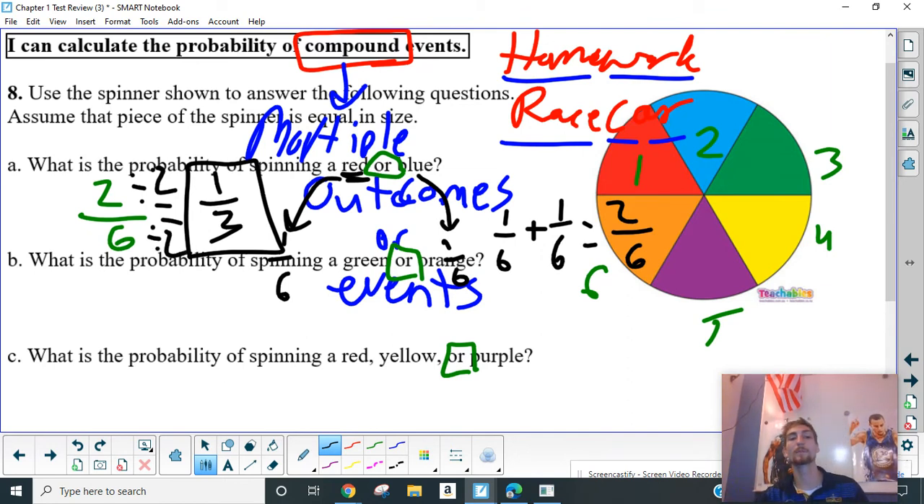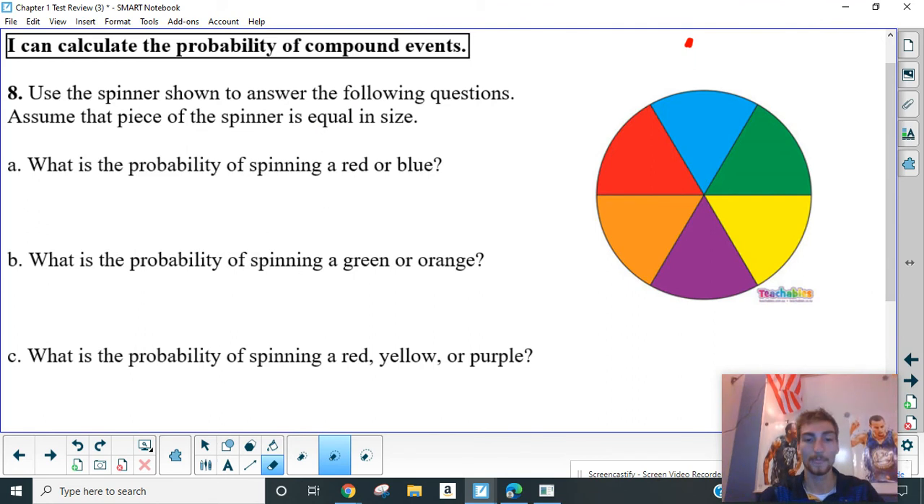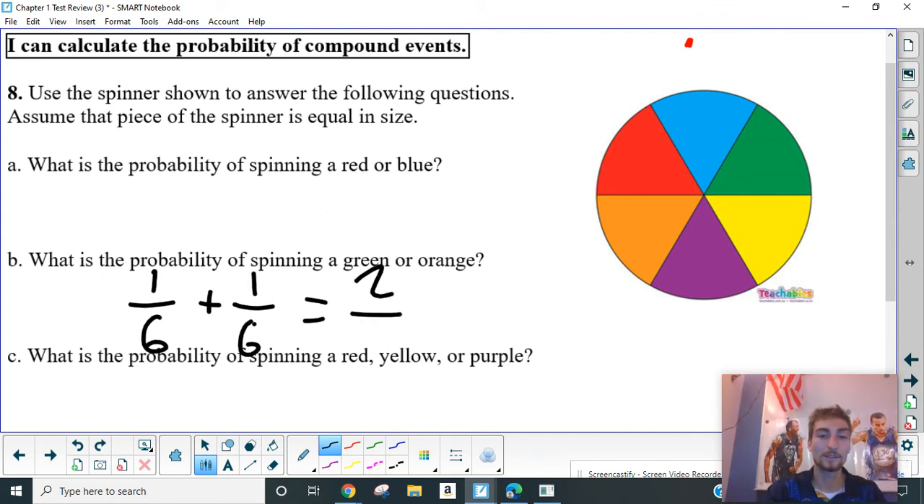Now we're looking at what is the probability of spinning a green or orange. So now I'm taking a look at green and orange. I'm going to get rid of all of this stuff I've written. It's a big mess. So we have 1 green and 1 orange. So again, I'm going to do 1/6 plus 1/6. And hey, look at that, 2/6 again. Can we simplify it? You betcha. Divide both by 2. And now we have 1 over 3.